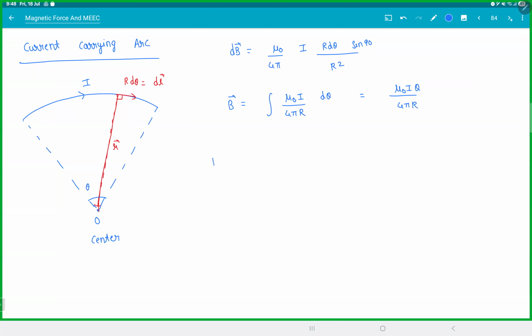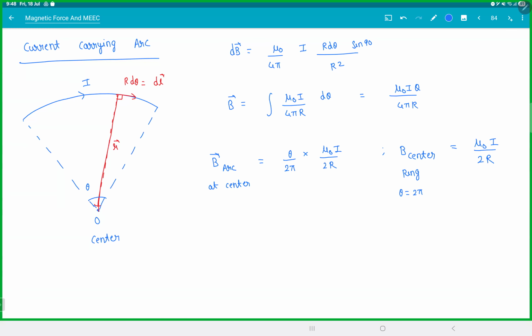So this is a good way to write. Field due to an arc at the center: write it like this, theta by 2 pi into mu naught I by 2r. If you put theta is equal to 2 pi, for a full ring, your formula becomes mu naught I by 2r. There. So you can remember it for the full ring.